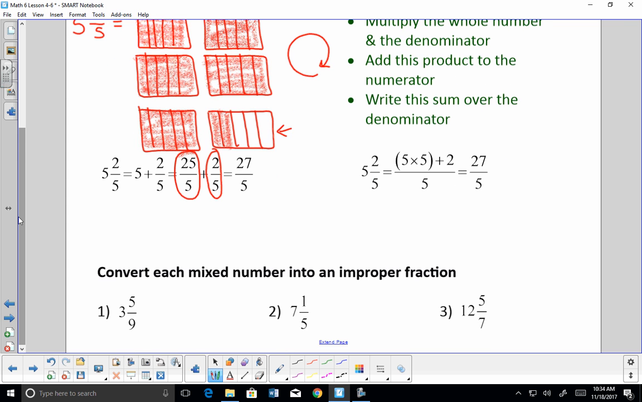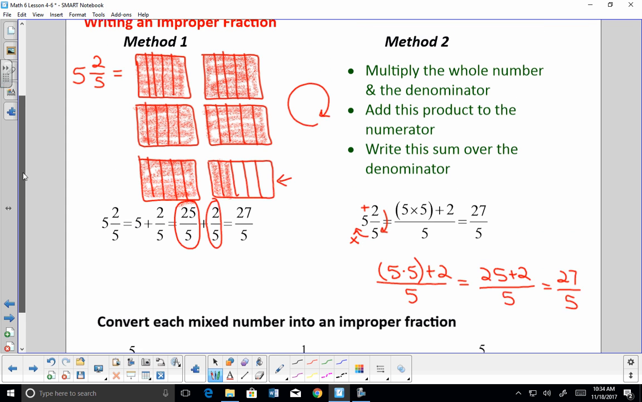In other words, I multiply this number by this number, I add that product to this number, and then I write it over this number. So I took that 5 and I multiplied it by 5, got that product and added 2, and put that all over 5. So I basically got 25 plus 2 over 5, which made it 27/5. That's the method that I use. It's the method I think is very, very efficient, and it's fairly easy to follow. The pictures show you why it works.